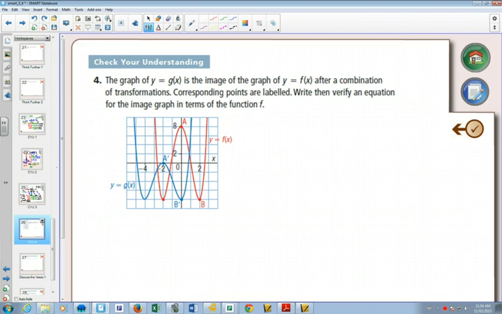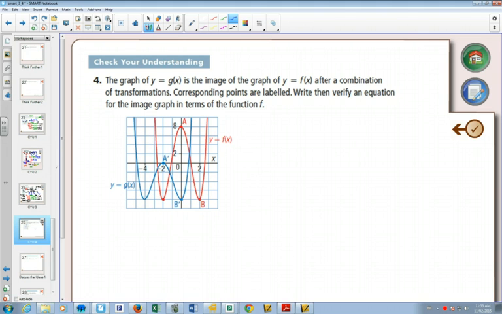So yesterday we were told that there was a graph that had horizontal and vertical stretches and compressions, and to find the equation. This one's harder because it has those vertical and horizontal stretches and compressions, but it also has translations. So we start by looking at the same thing we did the other day, which is our points A and B and A prime and B prime. So A and B on our original graph and A prime and B prime on our new graph.